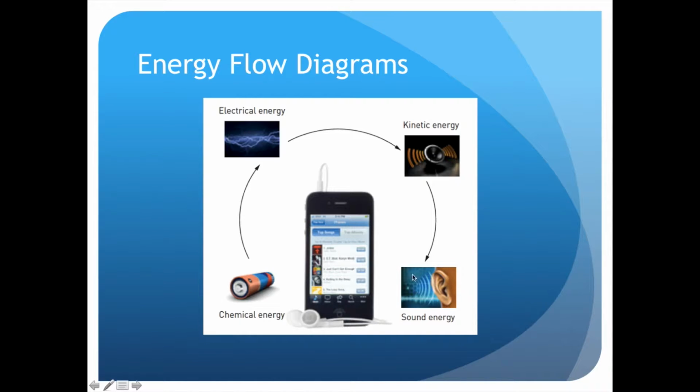And from there, that vibration of the speaker causes sound waves in the particles in the air, and it transfers through, goes into our ear, and that's our sound energy. So these arrows going to a particular name of a type of energy is called an energy flow diagram.